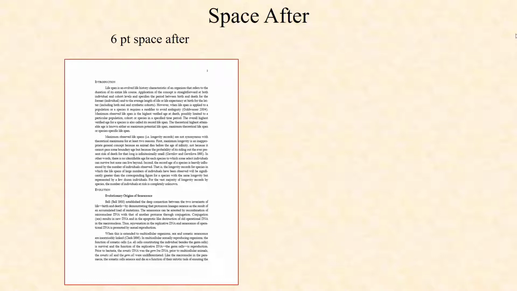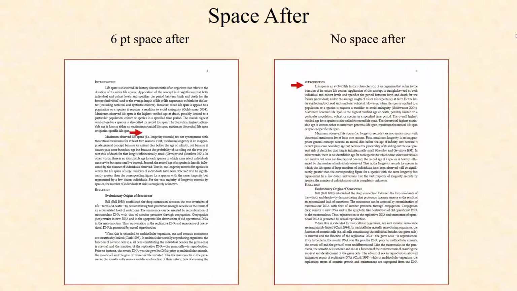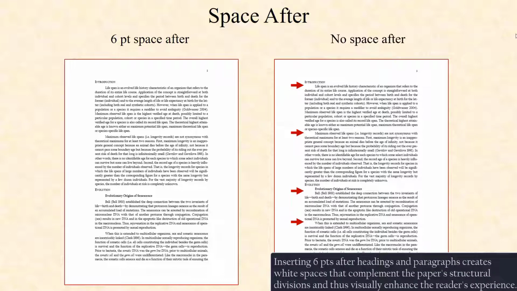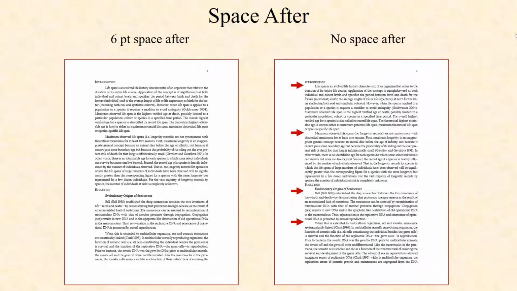Next, we go to space after. I require 6-point space after everything. Basically, it's a 6-point space after the headings and subheadings, as well as after the paragraphs. Now we see here, if we don't have space after, none of these are really set apart. It's just too dense. It's not as optimal for reading. So that's why we use a 6-point space after in the term paper.